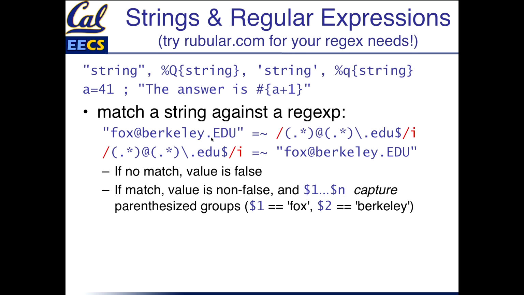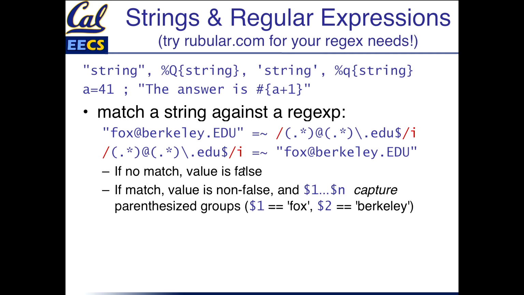Now, what about the fact that edu is in uppercase on the left side but lowercase on the right side? Well, that's okay because the trailing I on the regular expression says ignore case. And again, if you've programmed in other scripting languages like Perl or Python, some of this syntax heavily overlaps with those languages. I could switch the order of these on either side of the equal twiddle. That works just as well. The return value of this expression is if there was any kind of a match, I get a true value. If there was no match, I get a false value.